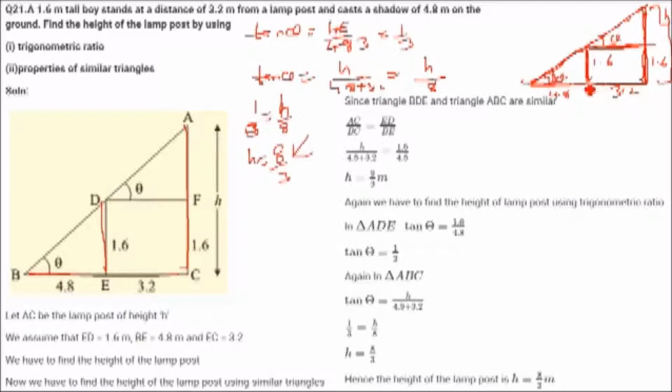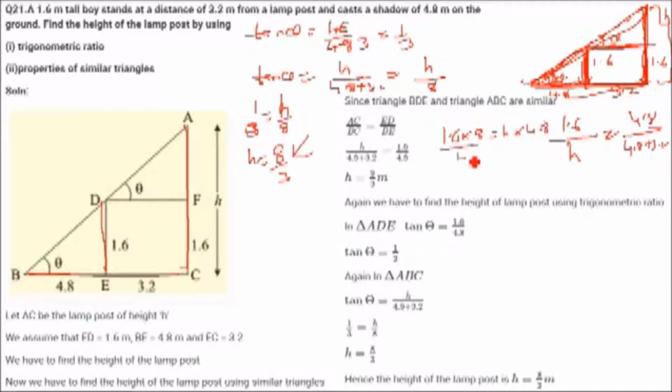Now let us solve it by similar triangles. So this by this, 1.6 by the whole h, will be equal to 4.8 by 4.8 plus 3.2. This triangle and this triangle are similar, so this by this will be equal to this by this. So what do we get? This is of course 8. So 1.6 into 8 equals h into 4.8. Bring 4.8 here, this is going to be 3. So h is equal to 8 by 3. By both the cases, h is 8 by 3. Both the possibilities we have used.